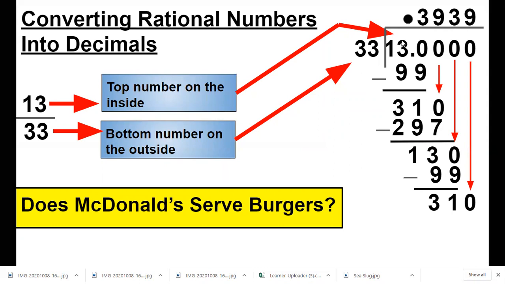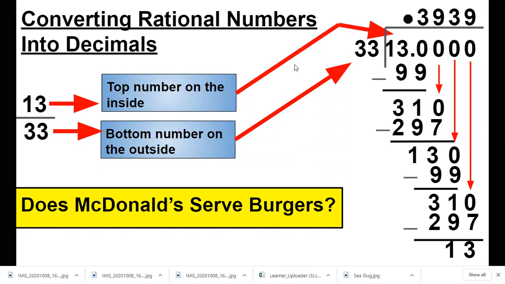So we're going to put a 9 up there. We're going to multiply 9 times 33. That's going to give us 297. We are going to subtract, and that's going to give us 13. Well, if I put another 0 there, I'm going to end up with 130 again. Do you notice what's happening? I'm going to end up with 0.39393939393939 forever and ever, because it's going to keep repeating in this pattern.